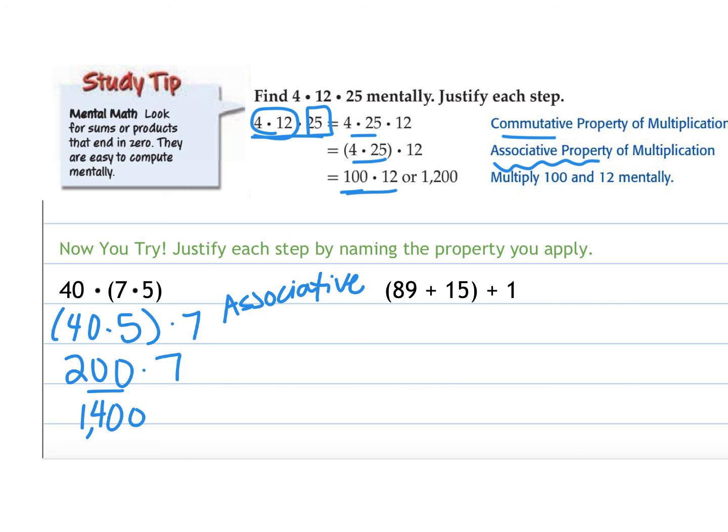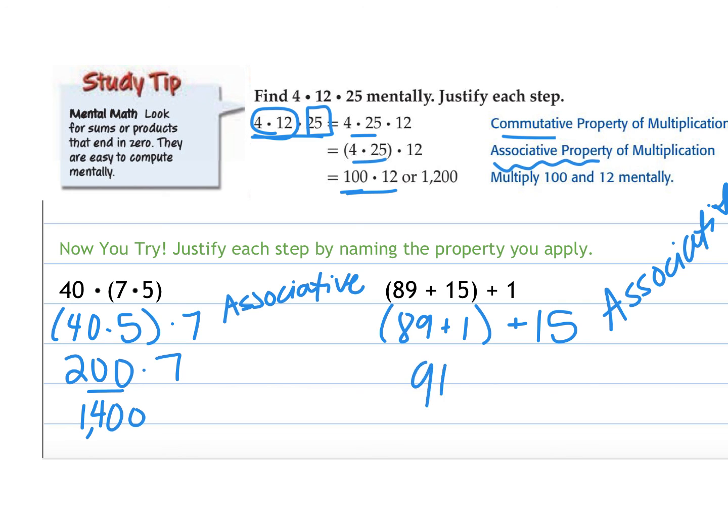Next one, 89 plus 15 plus 9. If I'm trying to solve that in my head, looking at this problem, I'm instantly like, well, why don't I do 89 plus 1 first? Because then that's going to make a nice even number that I can then add the 15 to. And again, that's the associative property of addition, where I can change the groupings, but it doesn't change my answer. So 89 plus 1 is 90. 90 plus 15, well, 90 plus 10 would be 100, plus another 5, 105.